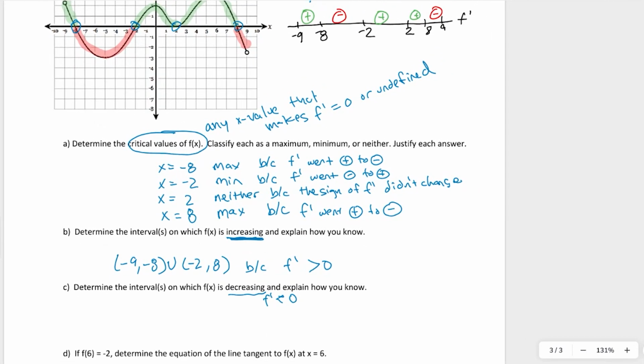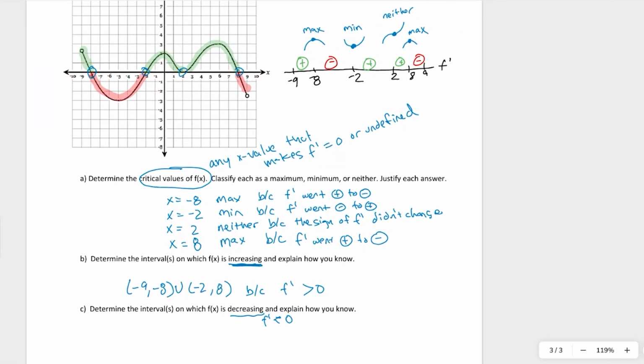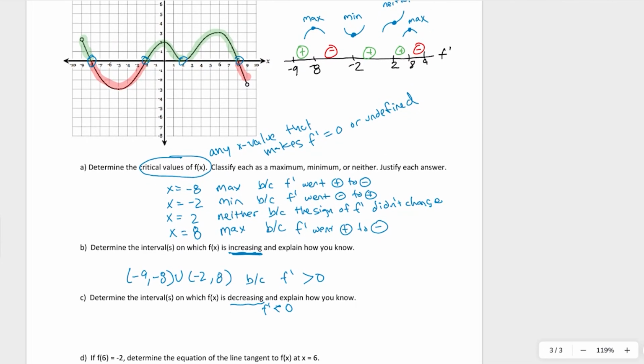And let me zoom out so we can actually see the rest of this. For these intervals on which it's decreasing, that's going to be where the slope is negative. So we can see that's happening between negative 8 and negative 2, and it's also happening between 8 and 9. And we know that these are decreasing intervals because the derivative is negative.